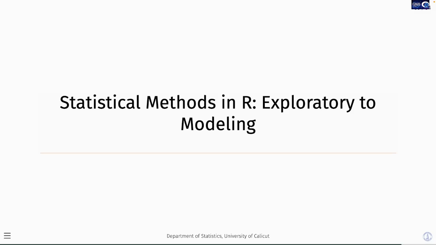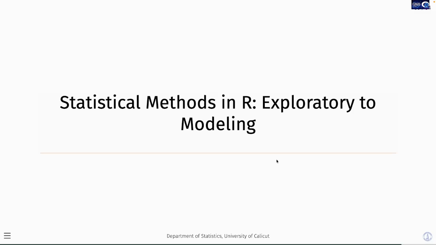Today, we will be discussing statistical methods in R, from exploratory analysis to statistical modeling using R. As most of you are from a statistics background, it will be easy for you to grasp the details of R programming for statistical methods because you already know the theoretical part, and some of you might be familiar with the processes as well.